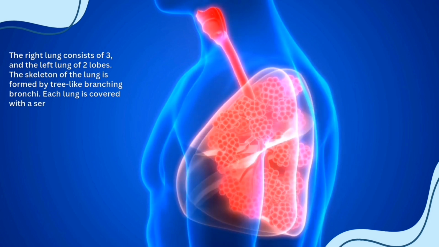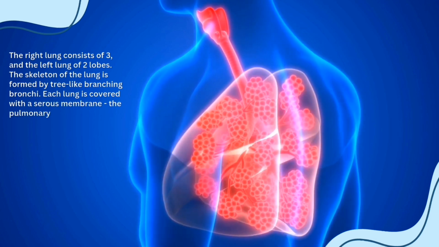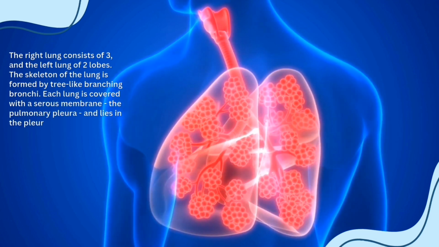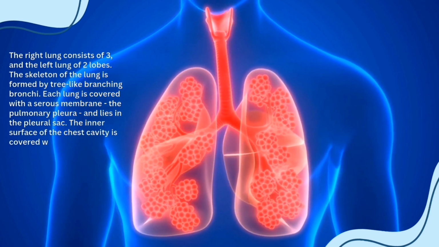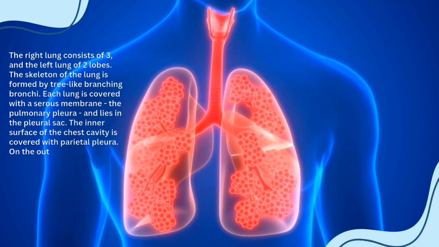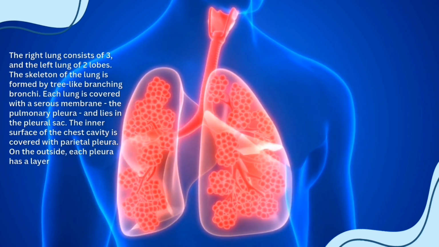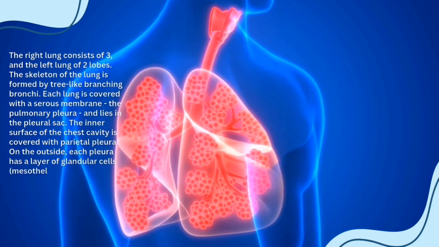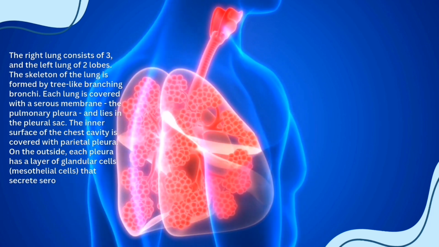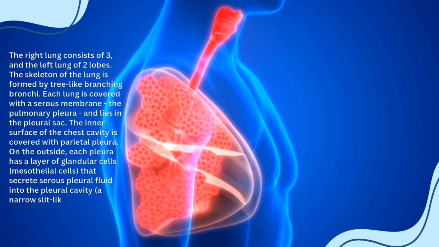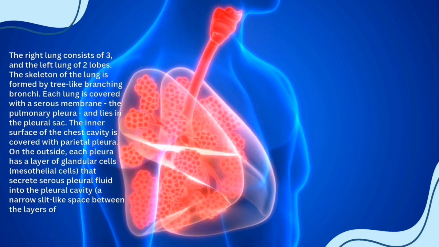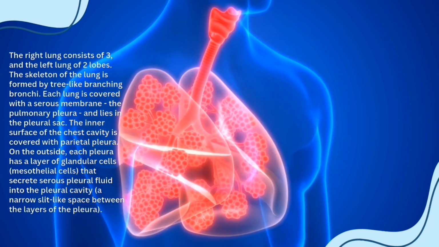Each lung is covered with a serous membrane, the pulmonary pleura, and lies in the pleural sac. The inner surface of the chest cavity is covered with parietal pleura. On the outside, each pleura has a layer of glandular cells, we say mesothelial cells, that secrete serous pleural fluid into the pleural cavity, a narrow, slit-like space between the layers of the pleura.